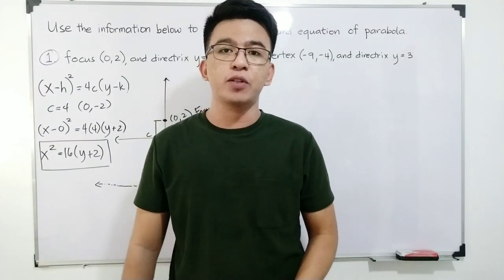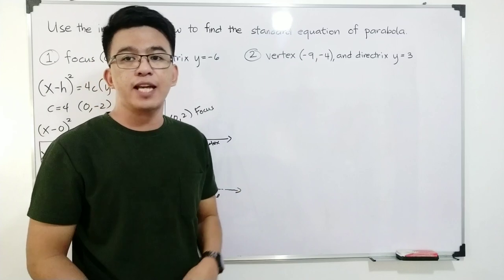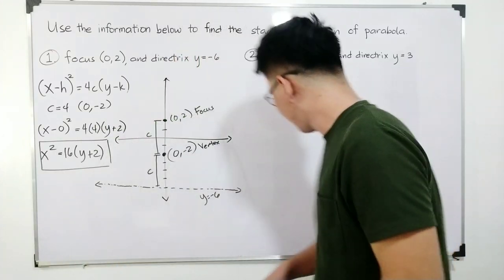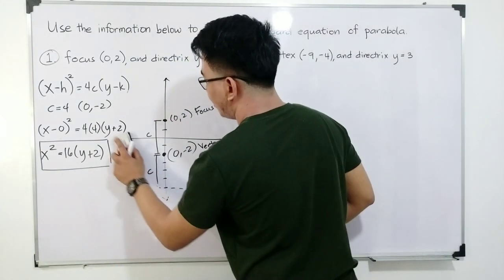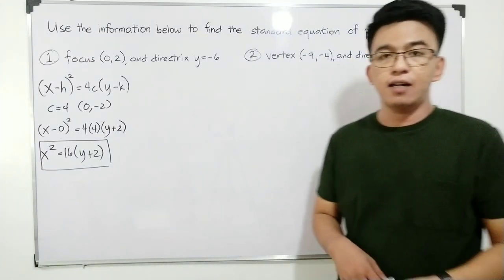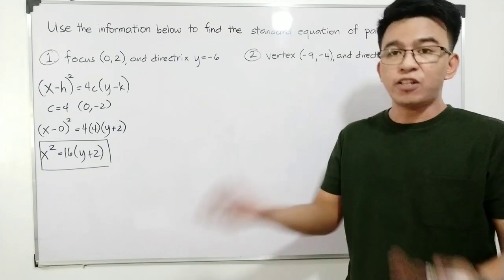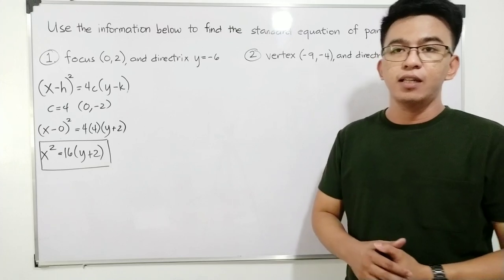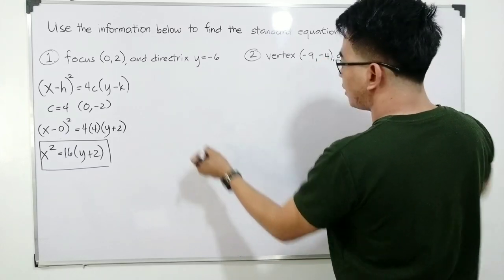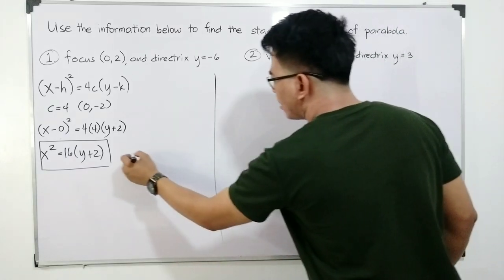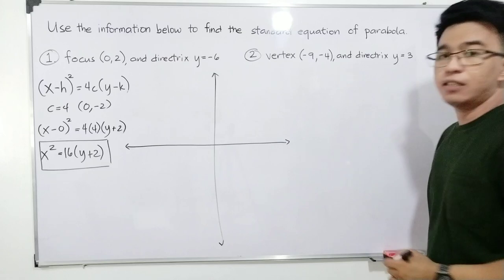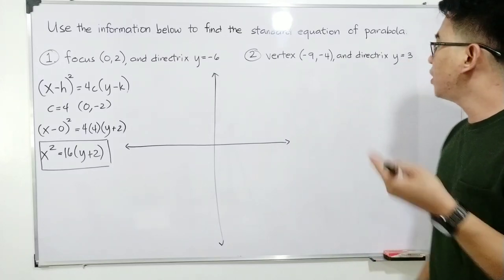Now let us proceed with item number 2. We are given the vertex of negative 9, comma, negative 4, and directrix of y is equal to 3. So let me erase this part para magkaroon tayo ng enough space. Okay? Now, same process, we will draw a Cartesian plane for you to better imagine the parabola and para mas madali tayo makapaghanap ng equation. So, we need to plot your vertex. And given this vertex, guys, we know that kapag pares negative yung coordinates, it is located at the quadrant number 3.